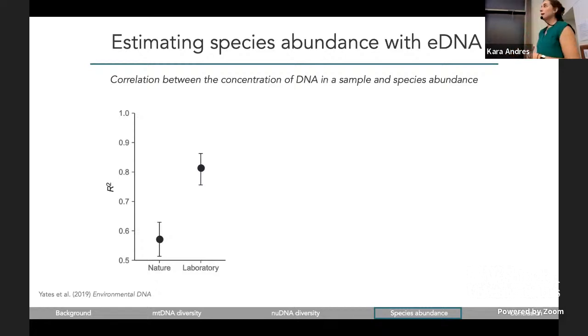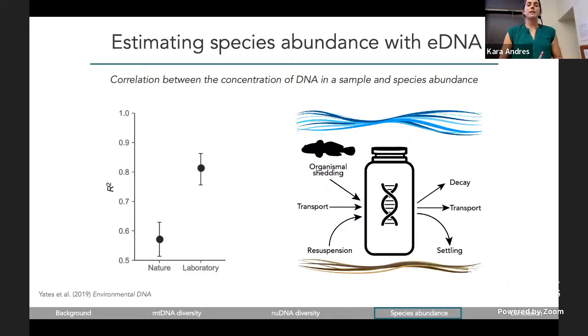But then a meta-analysis in 2019 showed that, at least in natural systems, the correlation with the amount of DNA in the sample only explained about 55% of the variation in species abundance. And this is because there are a lot of other things going on that might affect the amount of DNA in the sample, other than just the number of individuals in that environment.